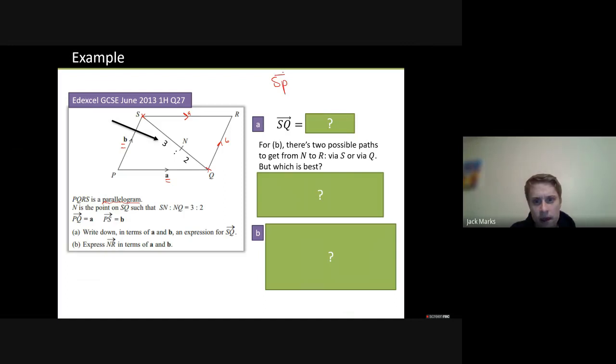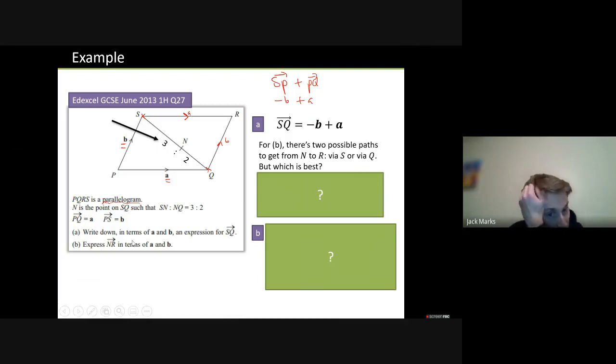Well, if I go to SP, because I've got a letter there, and then I go from P to Q, that will do it. SP uses the B vector, but it goes backwards. So I'm going to say minus B. Then I add on which movement? Movement A. So something like this to get us started.